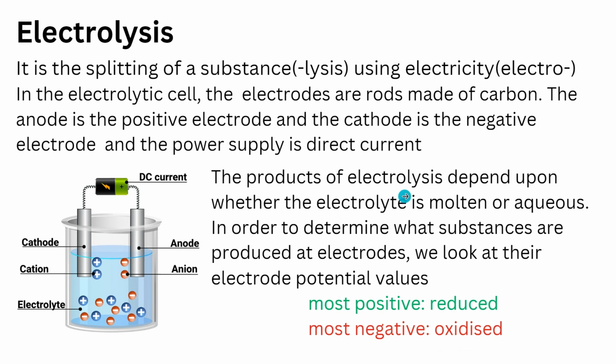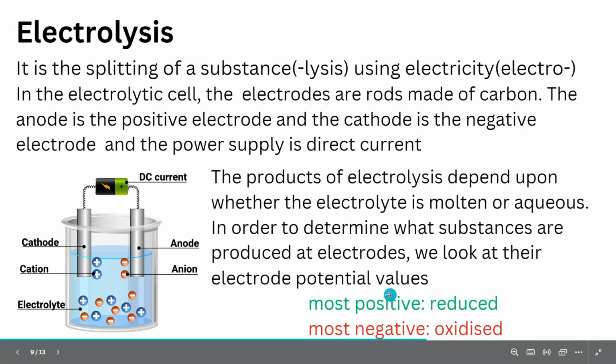The products of electrolysis depend upon whether the electrolyte is molten or aqueous, and in your O levels you studied this long mechanism of working out which product will form in case the electrolyte is aqueous. You had to consider H⁺ and OH⁻ ions as well, and you had to learn the reactivity series. But in A levels you don't need to learn any reactivity series. You will be given something called electrode potential values, and the ion with the most positive electrode potential value will be reduced, and the one with the most negative electrode potential value will be oxidized.